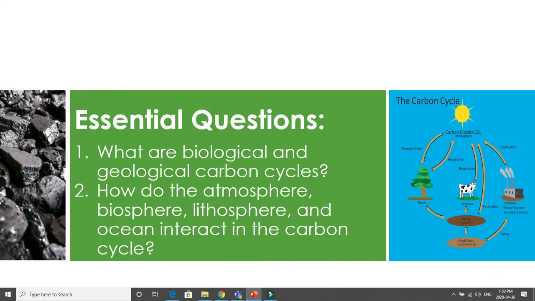So here are your essential questions for today. What are biological and geological carbon cycles? How do the atmosphere, biosphere, lithosphere, and ocean, so hydrosphere, interact in the carbon cycle? So how do these four spheres interact?